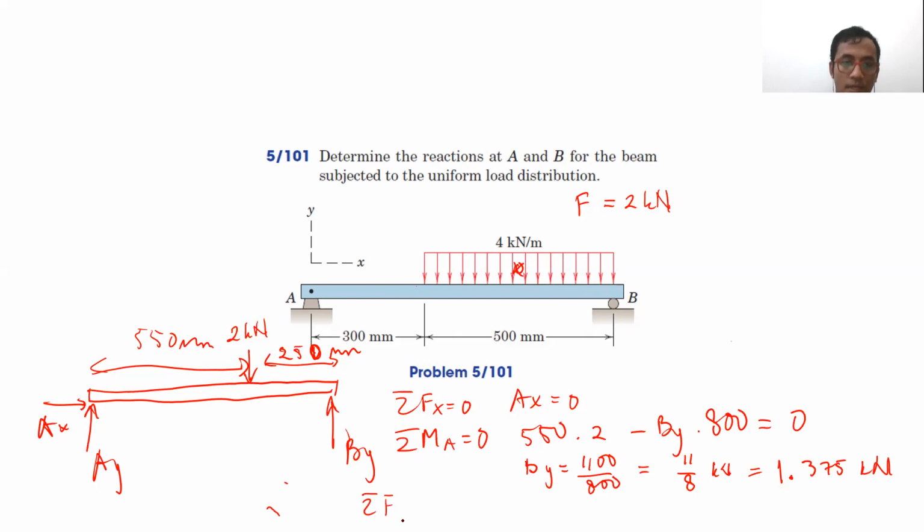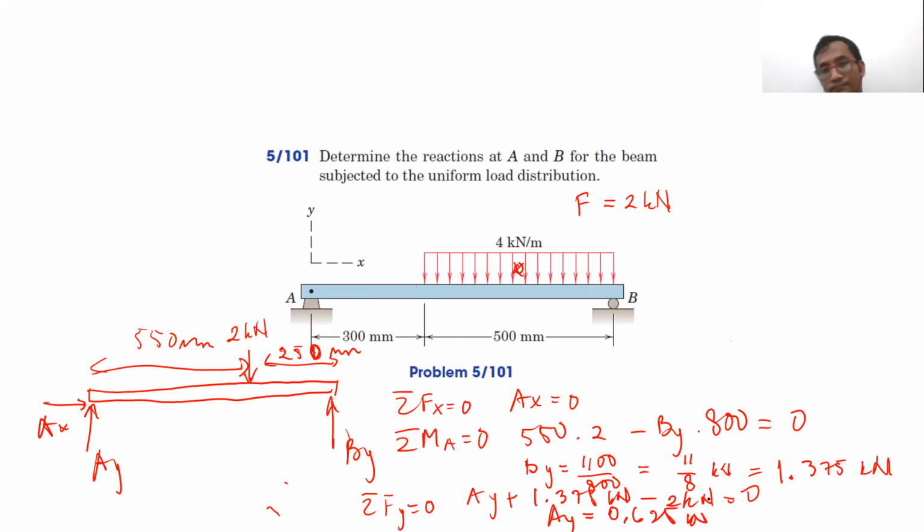Using sigma Fy equal to 0, what we will get will be Ay plus Py, which is 1.375 kilonewton, minus 2 kilonewton will be equal to 0. That's why Ay will be 0.625 kilonewton. Okay, then we will continue with the internal force in the next slide.